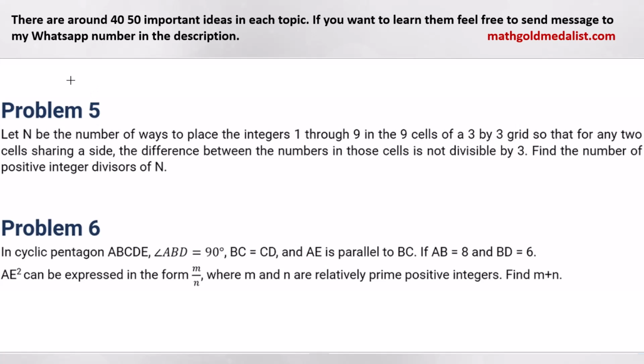Better. Yes. Okay. It says let n be the number of ways to place the integers 1 through 9 in the 9 cells of a 3 by 3 grid, so that for any 2 cells sharing a side, the difference between the numbers in those cells is not divisible by 3. Find the number of positive integer divisors of n.